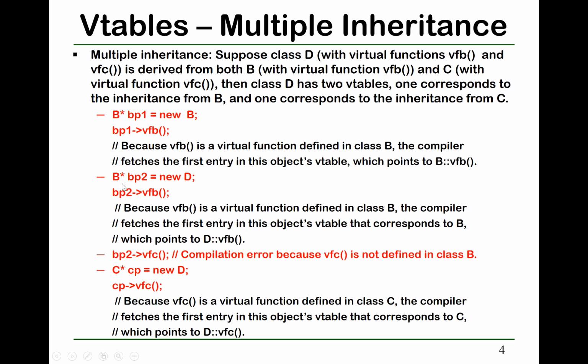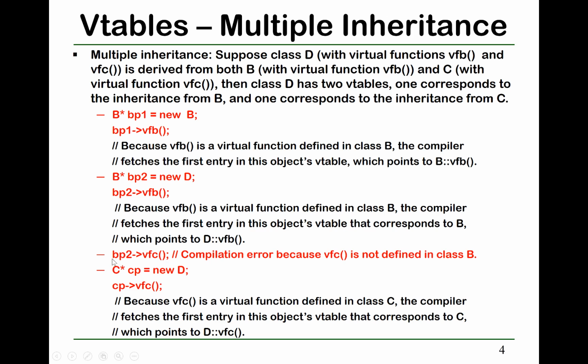Now, in this example, this is a B pointer pointing to a class D object, and we call vfb on this B pointer. Because vfb is a virtual function defined in B, the compiler fetches the first entry in this object's vtable, this class D's vtable. The first entry in class D's vtable will point to the class D implementation of vfb. And here the vtable used is the one that corresponds to B. Remember, D has two vtables. One corresponds to B and another corresponds to class C.